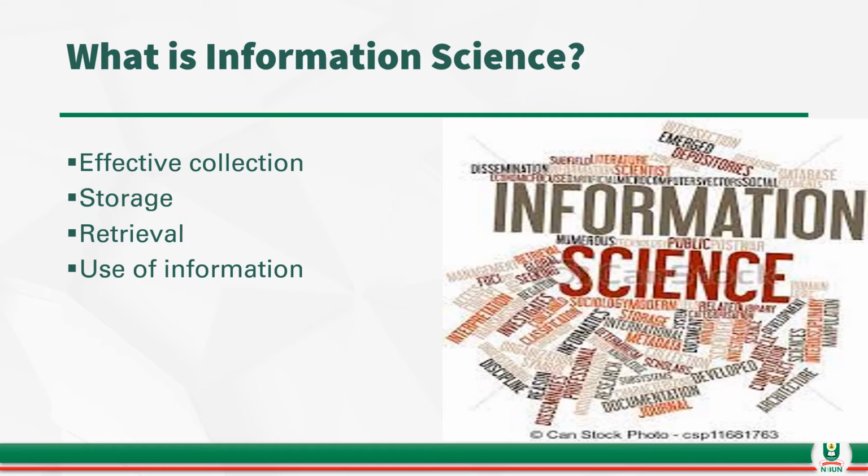Having known a little bit about the history of information science, you need to now know the definition of information science. Information science is the science and practice of dealing with the effective collection, storage, retrieval, and use of information. It is concerned with information and knowledge that can be recorded, as well as related services and technology for their use and management.